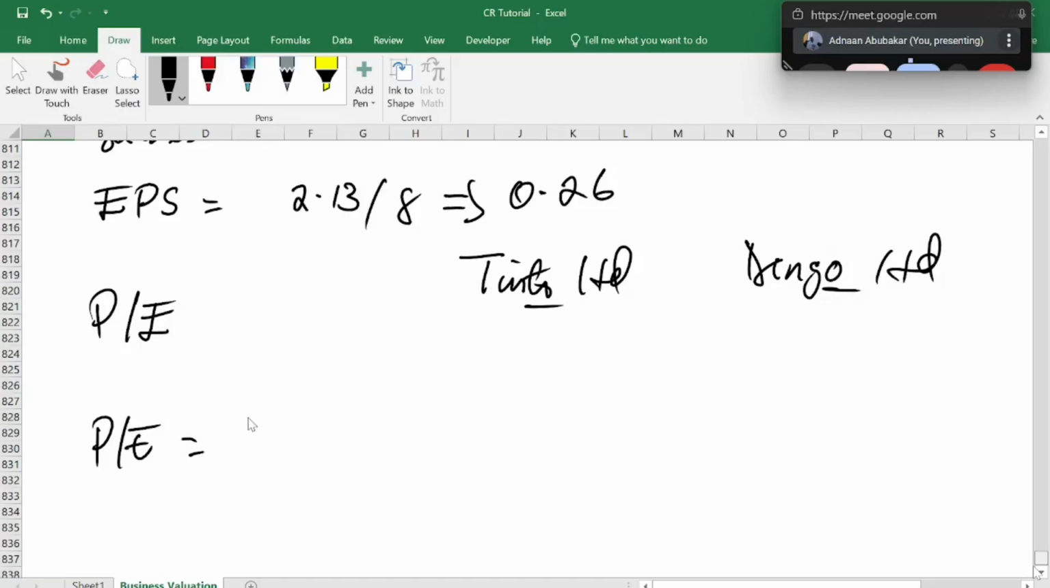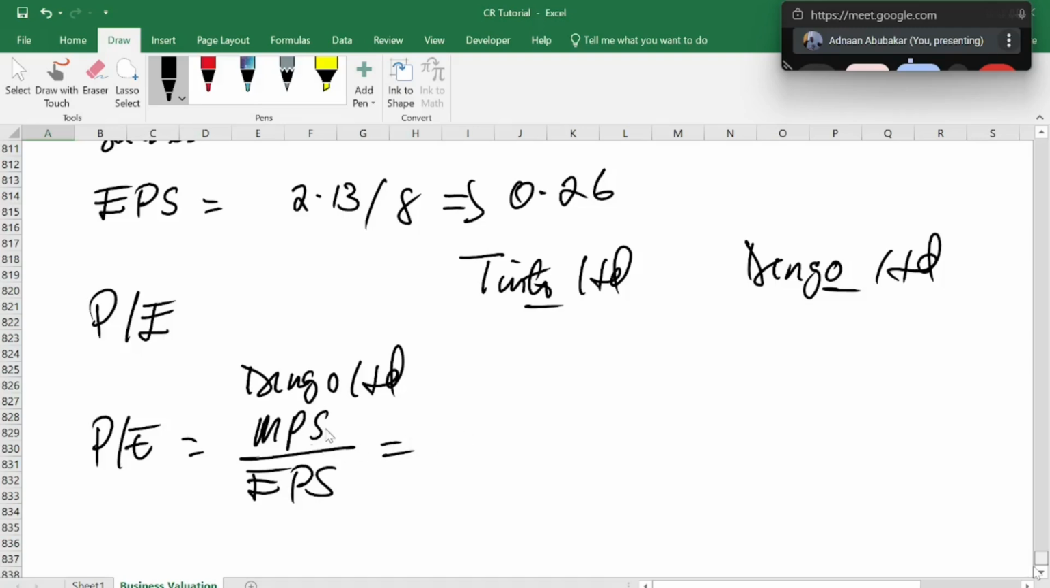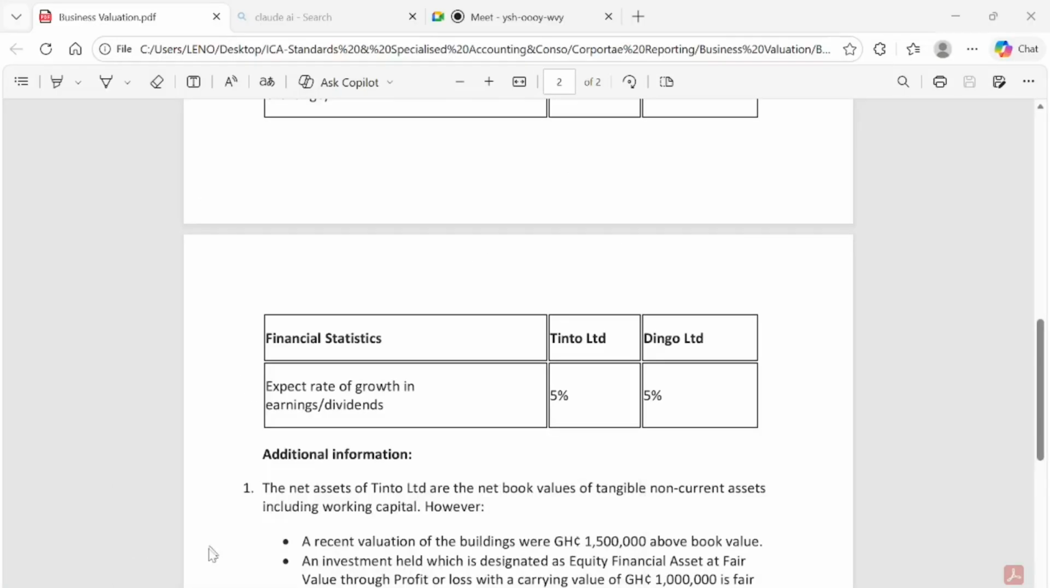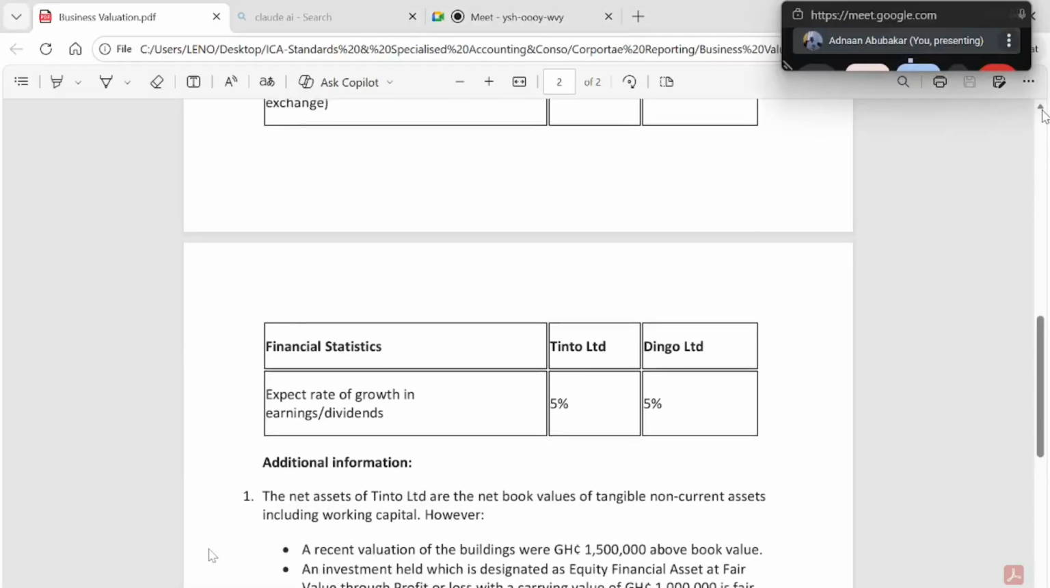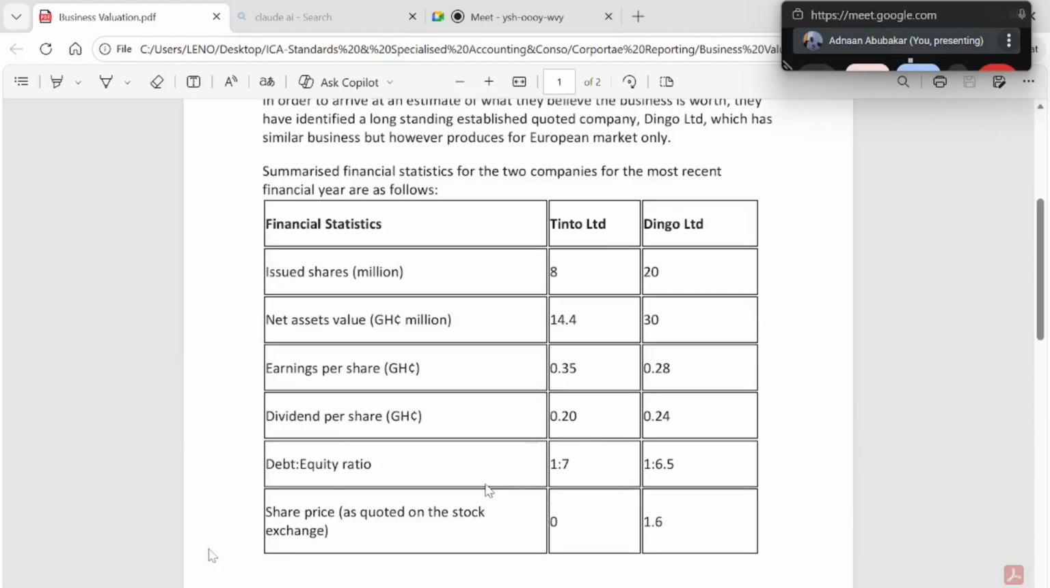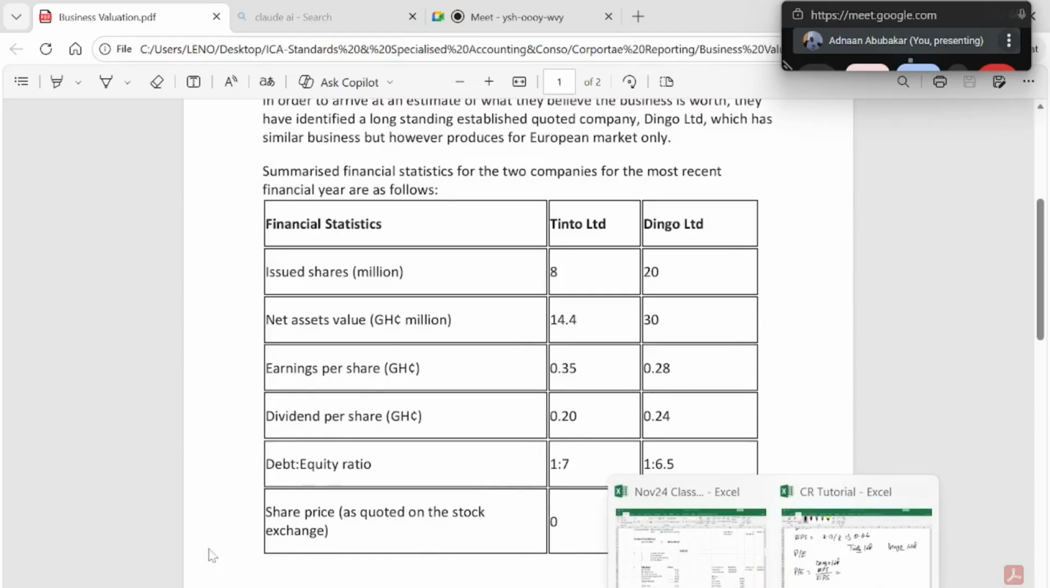What is the formula for PE ratio? Market price per share divided by earnings per share. Right? So here you label it Dingo Limited. Now, market price per share under Dingo is how much? Check in the question. Share price 1.6.